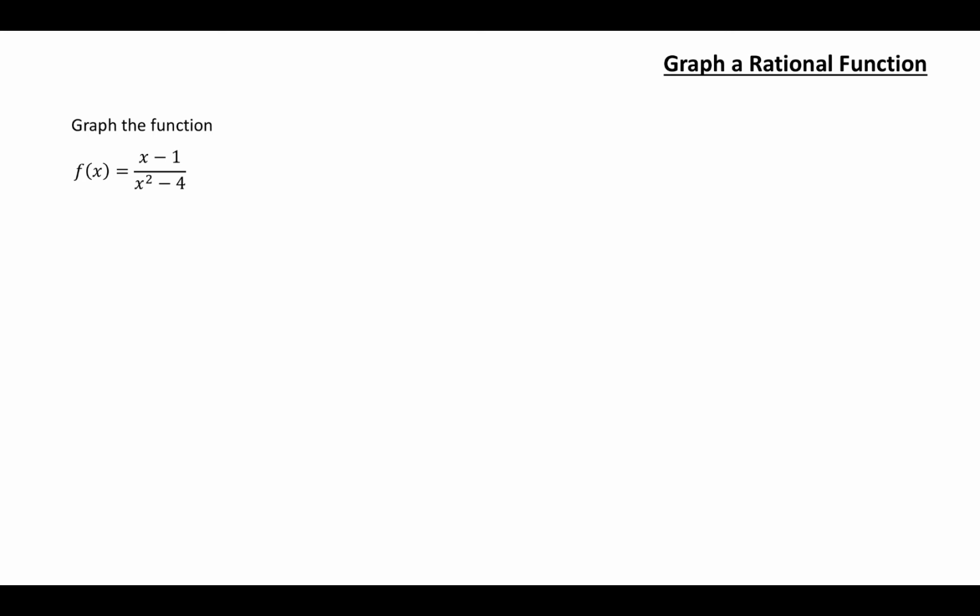Graph the function f of x equals x minus 1 over x squared minus 4. This is an example of a rational function. It is in the form of a polynomial divided by another polynomial.